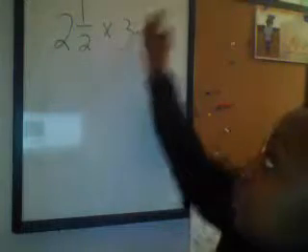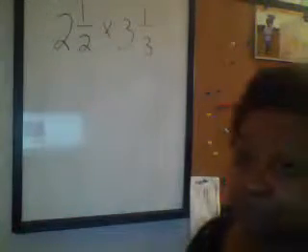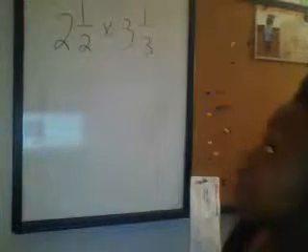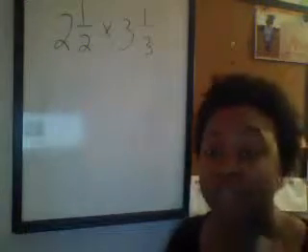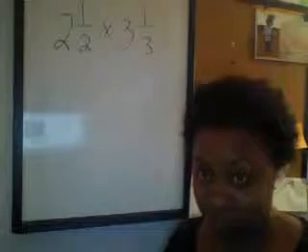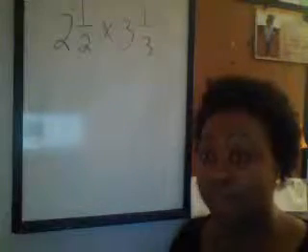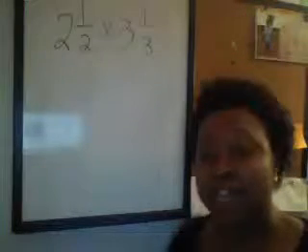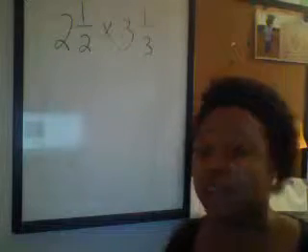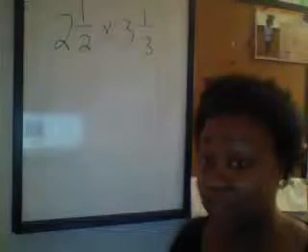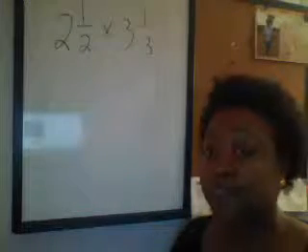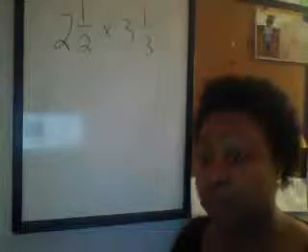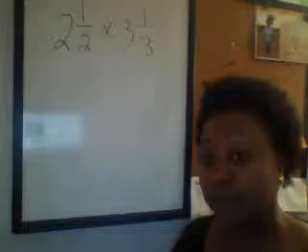So 2 and 1/2 times 3 and 1/3. Okay? All right, so these are mixed numbers. And since we are multiplying mixed numbers, and I know we talked about this today, we must turn them into improper fractions. You cannot multiply the whole numbers. That is wrong. You must turn your mixed numbers into improper fractions if you are multiplying. If you are adding or subtracting, this is fine. You don't have to turn it into an improper fraction. But if you are multiplying or dividing, all your mixed numbers need to be turned into improper fractions.